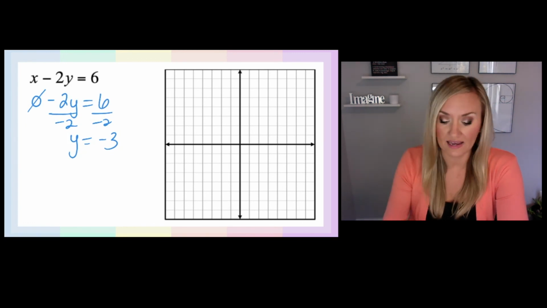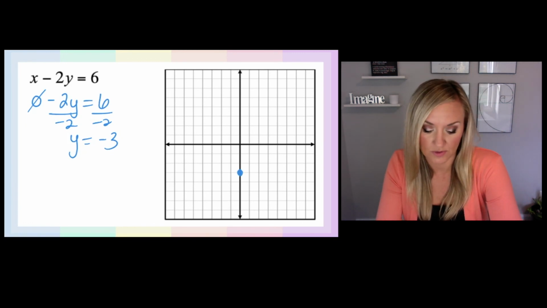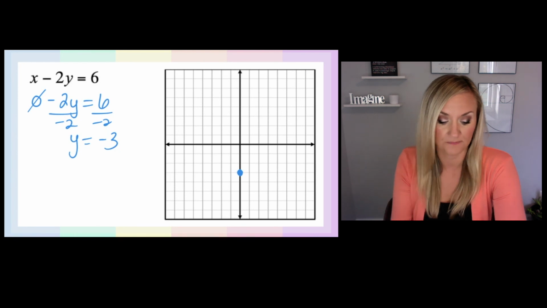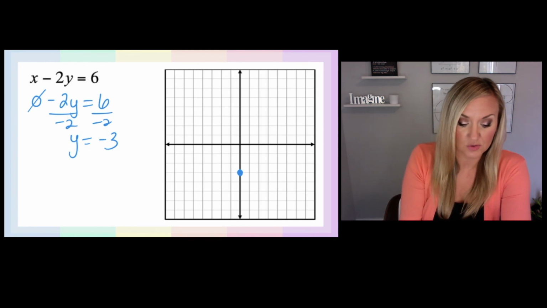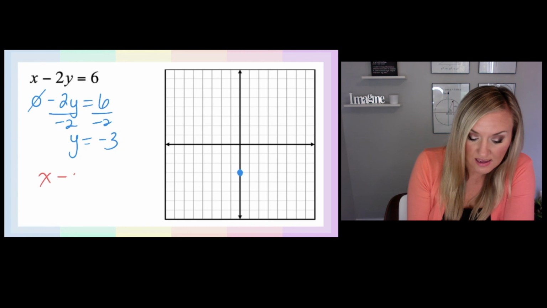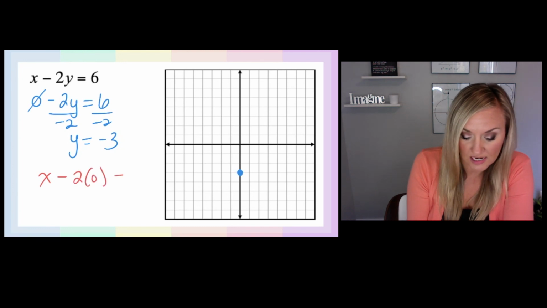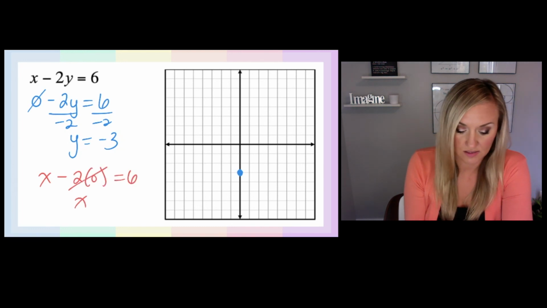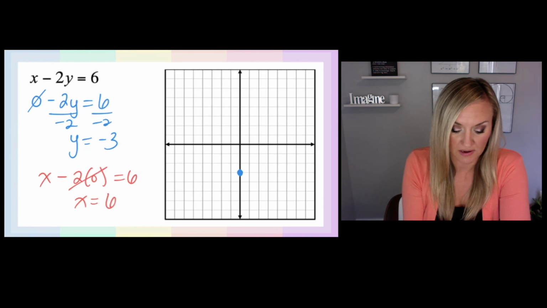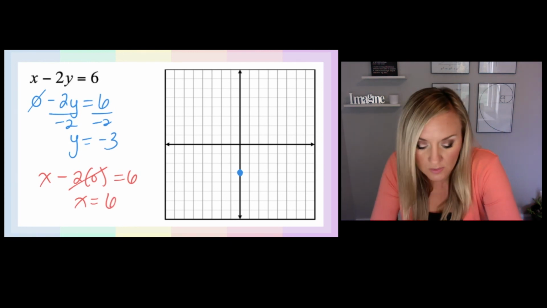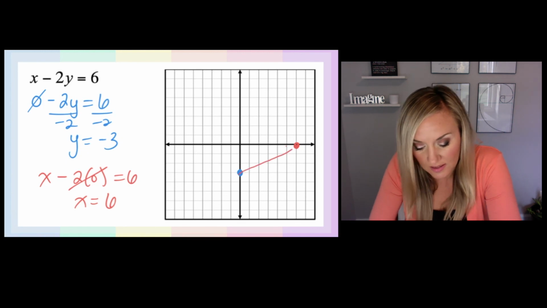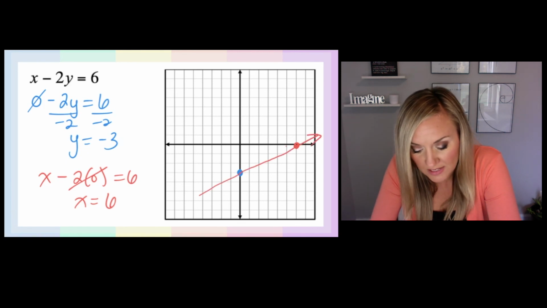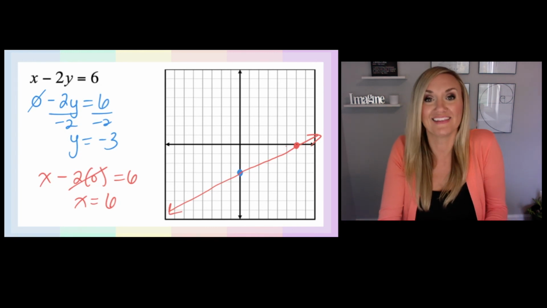So on the y-axis, find -3. 1, 2, 3. -3 is here. And then now let's do the same for the x-axis. Let's say x minus 2 times 0 equals 6. So now x is just a positive 6. Cool. 1, 2, 3, 4, 5, 6 is actually right there. And then every 2 points makes a line. Draw all the way through, and that is it.